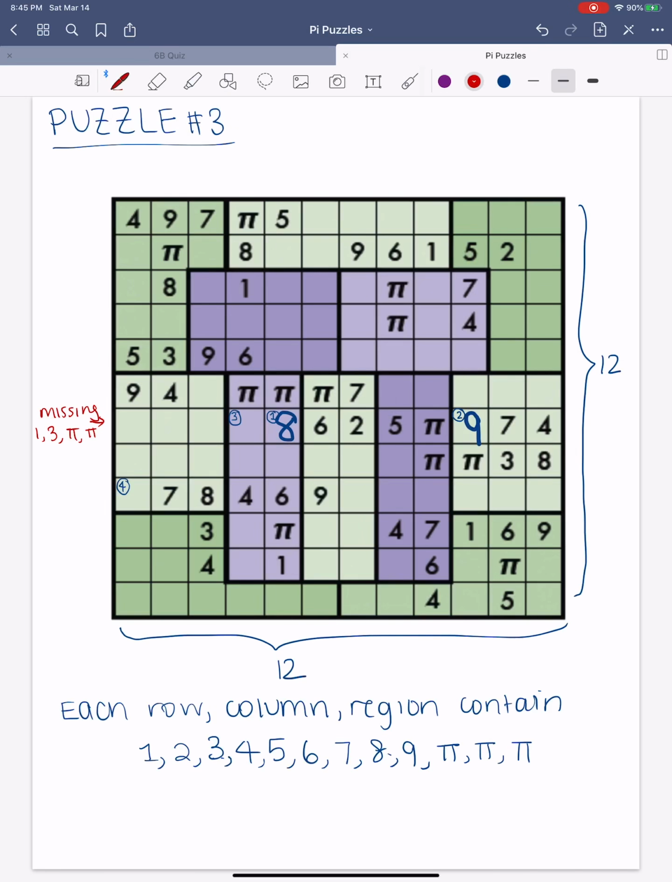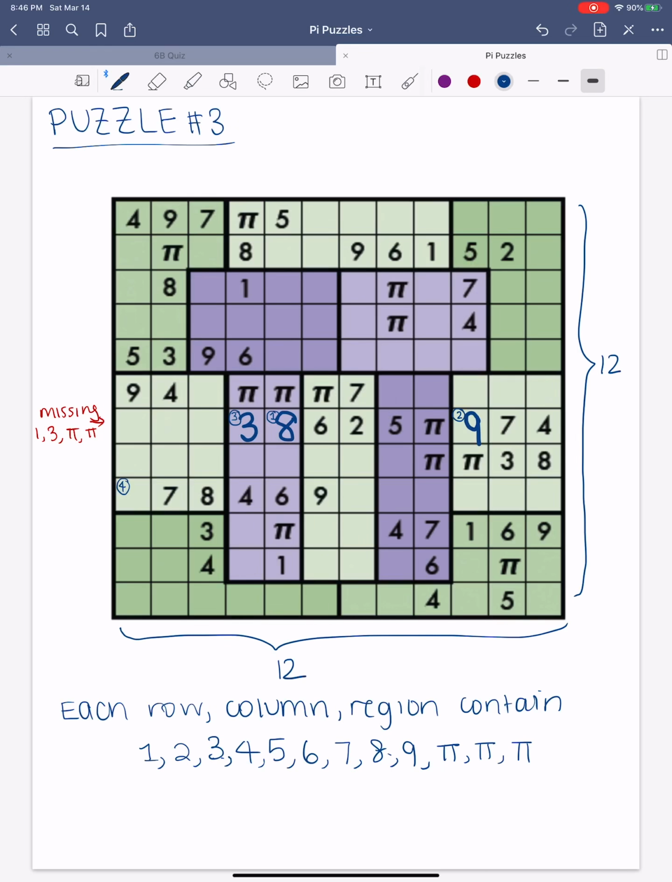Okay, so first of all, where can the pi's go? Well, no pi can go here. That's because this purple region already has all 3 pi's. So this means the pi's are somewhere here. We also know that the number 1 can't go here. So 1 also has to occur somewhere here. The only number that's allowed to go in the square at this point is 3. So whoa, we're already almost there with this whole row.